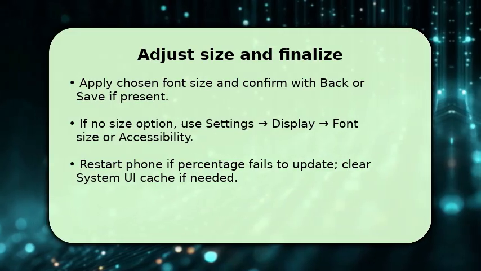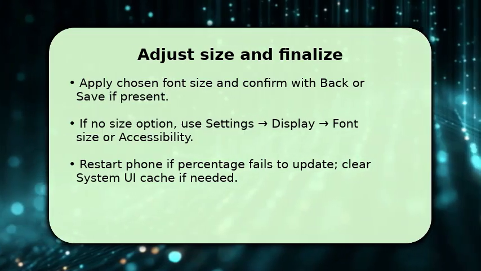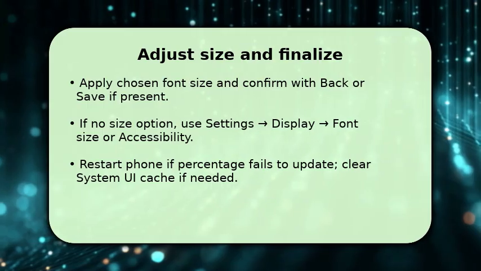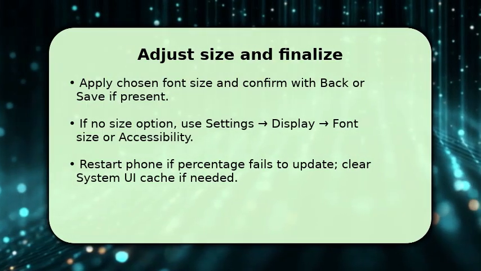If the battery percentage lacks a font size control, go to Settings, then Display, then Font Size or Accessibility, and increase global UI text. This adjusts status bar numerals indirectly.